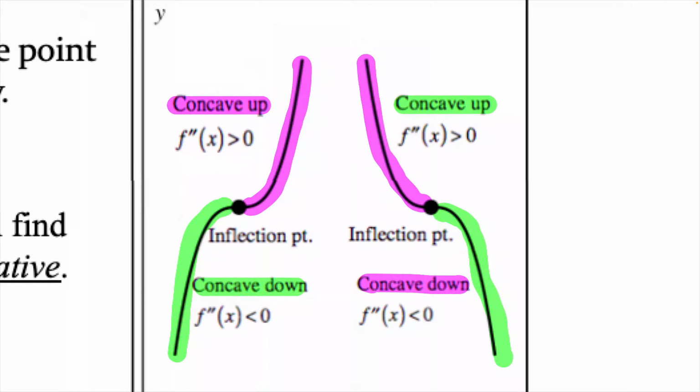I color-coded it just to show where it's concave up and concave down because I've had students in the past say they can't really tell because if you look at the pink, that's technically concave up.